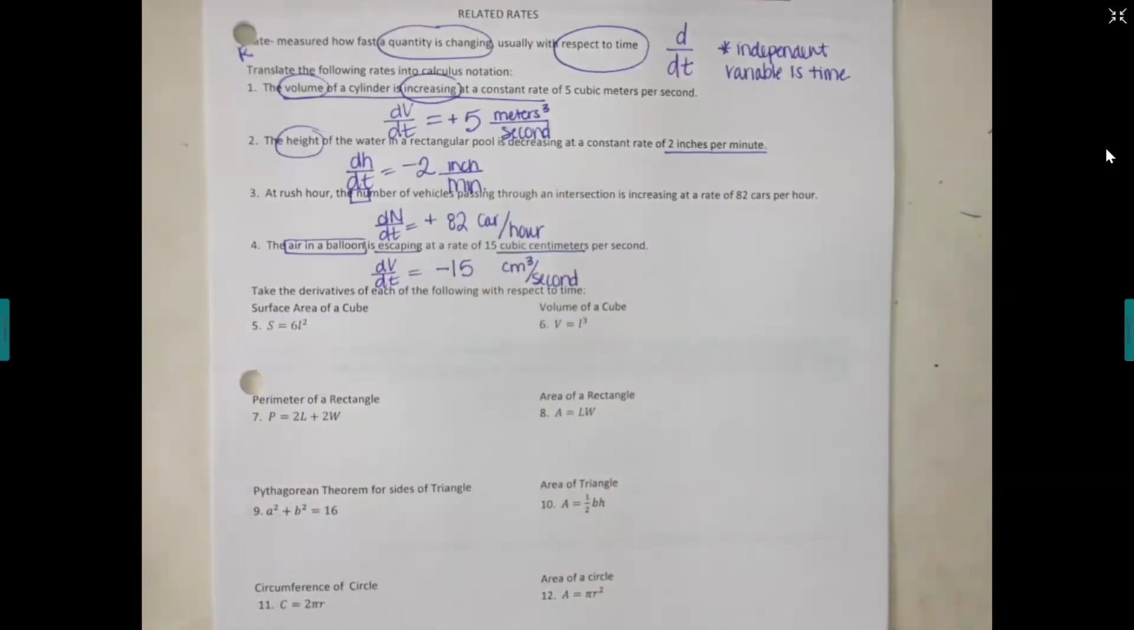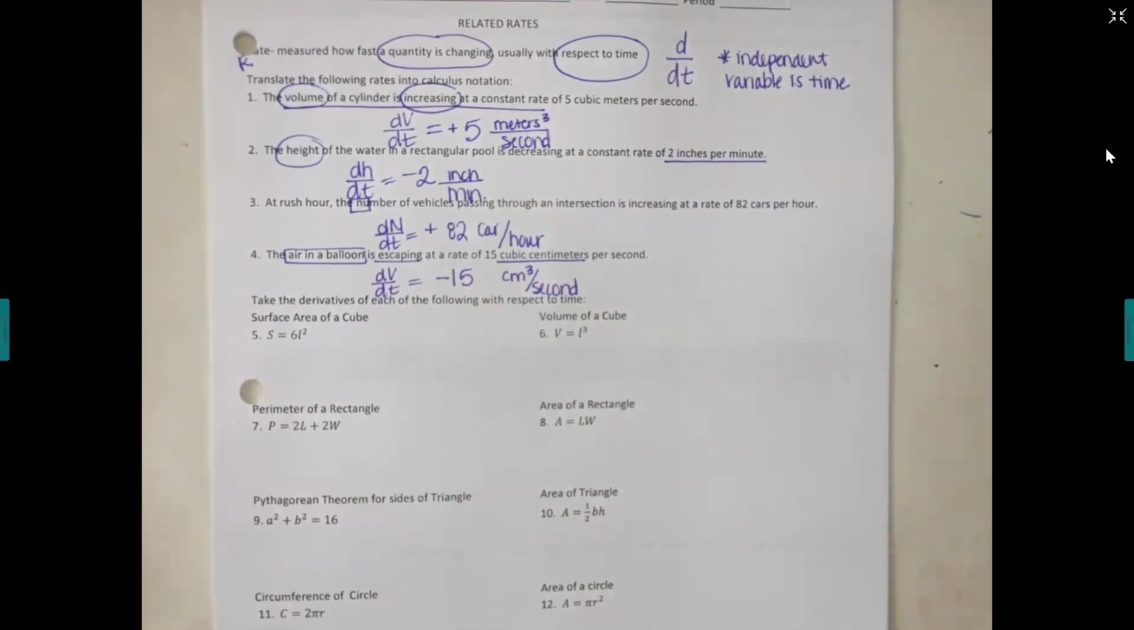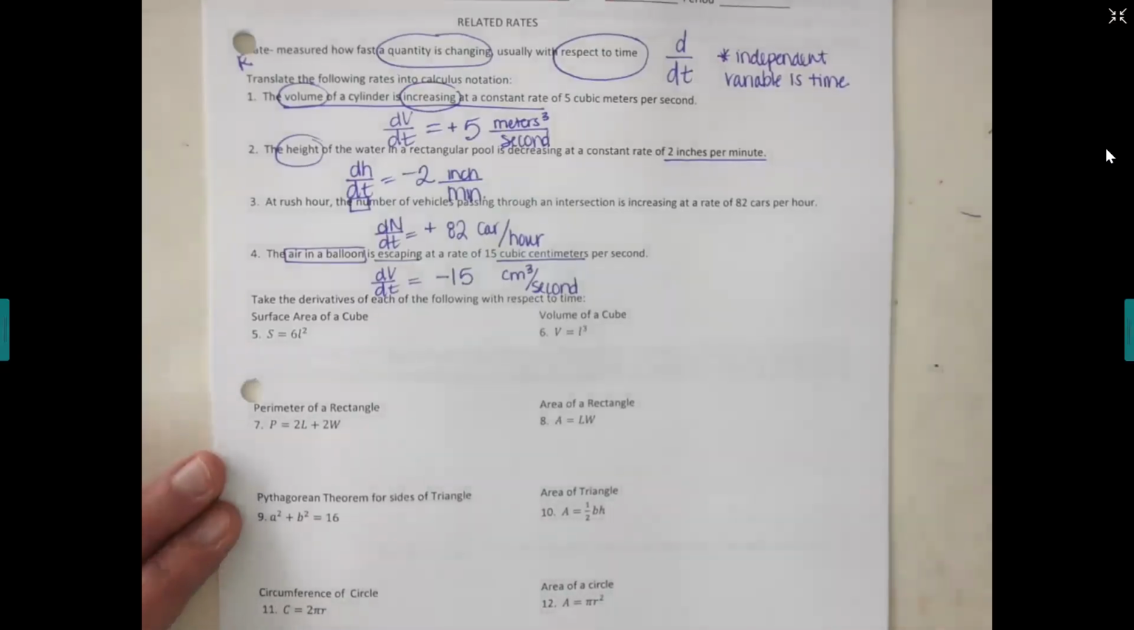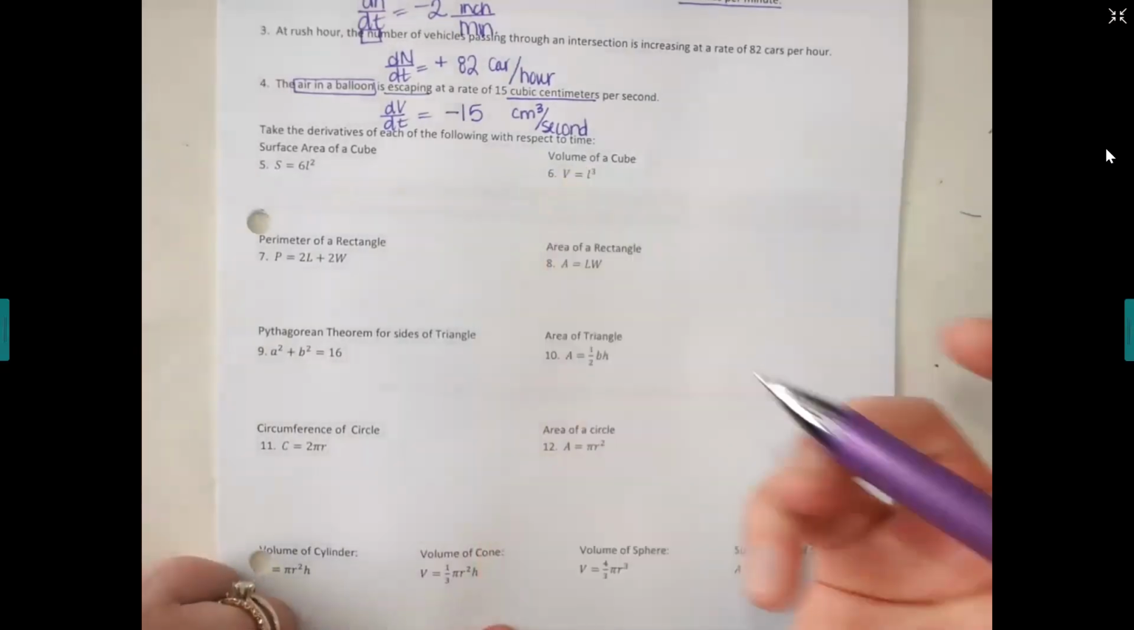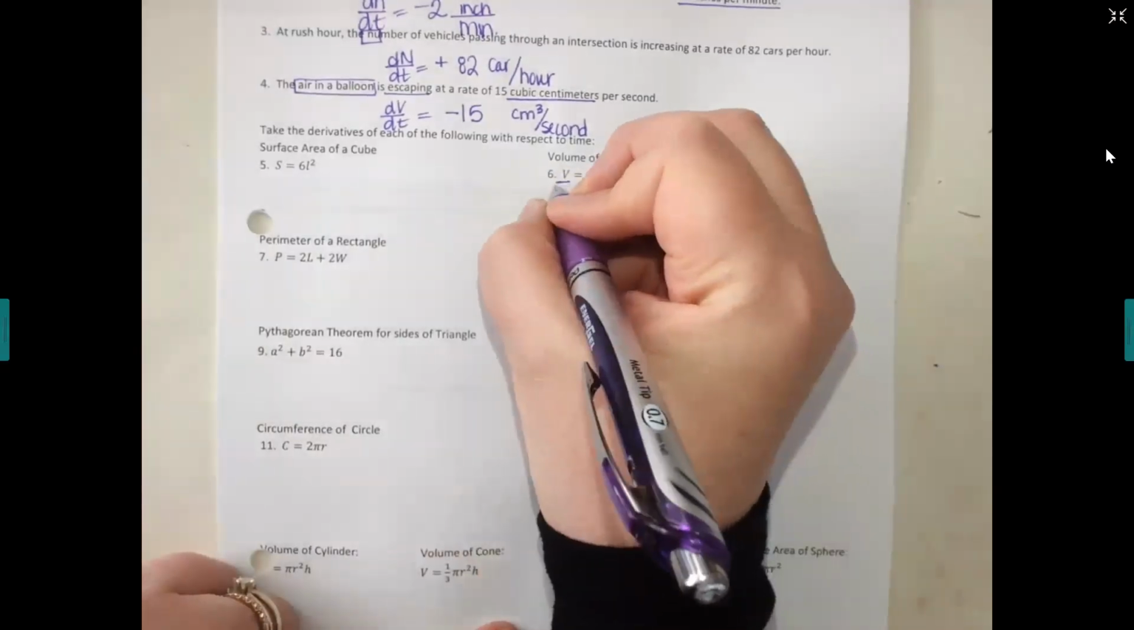Before we get into any word problems, let's just practice some derivatives. But remember, all of your derivatives are with respect to what? Time. So when I took the derivative of y, I had to add a dy/dx. So now if I take the derivative of any letter, I'm going to have to add a d letter/dt. So here's what I mean by that. Take a look at, let's do number 6. V equals L cubed. This is the volume of a cube. What is the derivative of V going to be called?